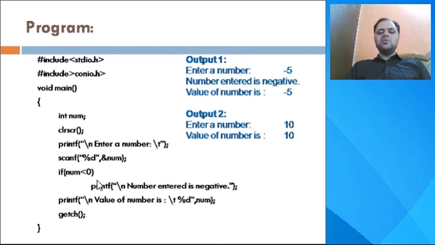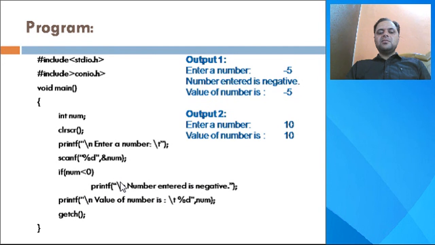Here I have not used the curly braces because only one statement will be executed, so the curly braces are optional here. So it will print number entered is negative, and then it will print the value of number. This statement is outside the if condition. So it will print that the value of number is -5.